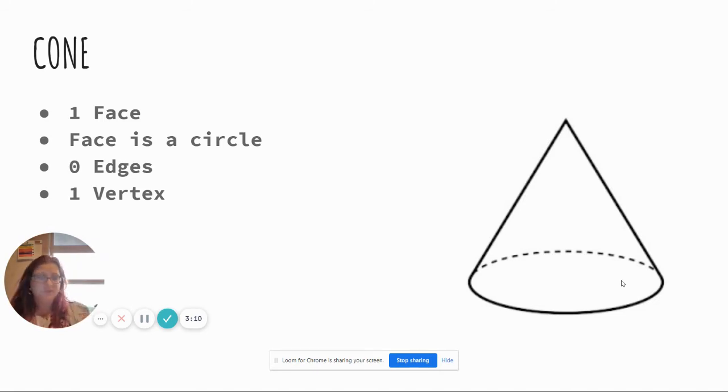It has no edges, because if you look at these, even though these look like edges, these pieces are round. You can't put your finger on it and slide up and down the edge because there's not an edge. That's a round part. But it does have one vertex right here. Touch it with your finger. It's a vertex.